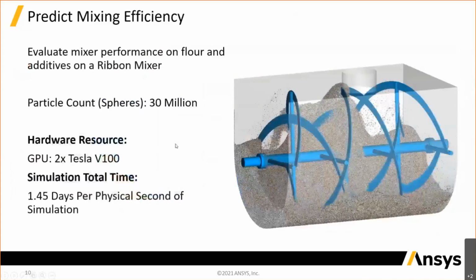Now, not only can we evaluate different particle shapes that are very complex, but we can also evaluate problems with extremely high particle counts. And in this next example, I'm showing you mixing in a ribbon mixer, where we are simulating approximately 30 million particles, which is a very high number of particles. So for this specific case, we started our simulations using 2 Tesla V100 GPU cards, and the pace for each second of simulation was 1.45 days.